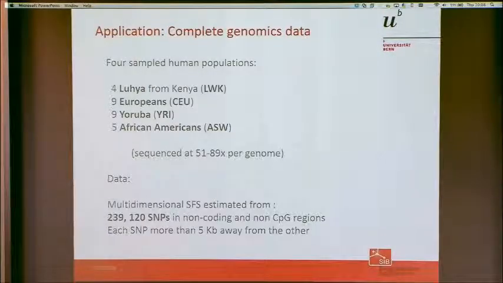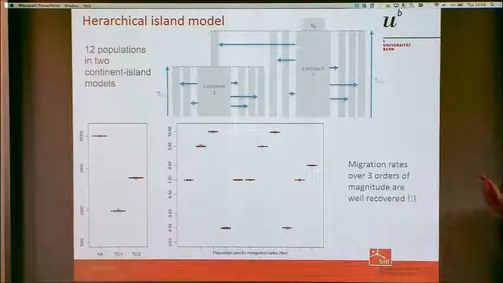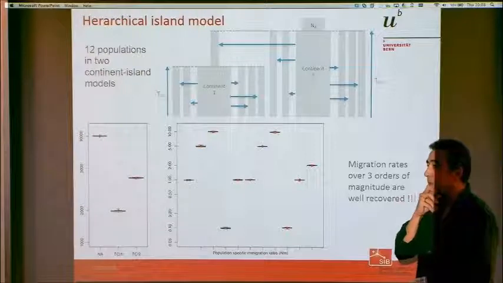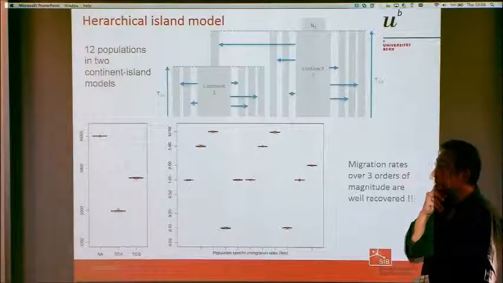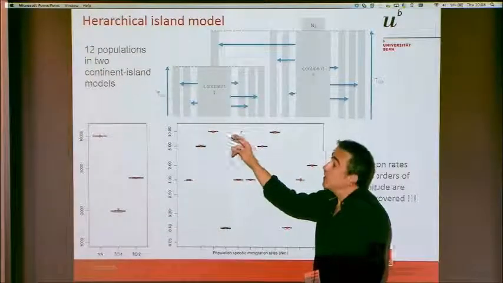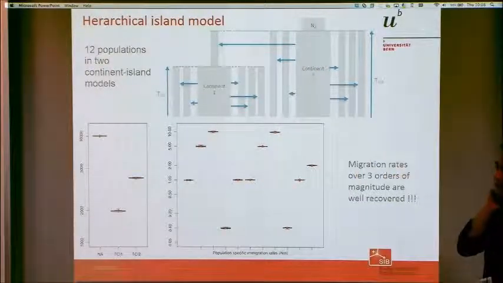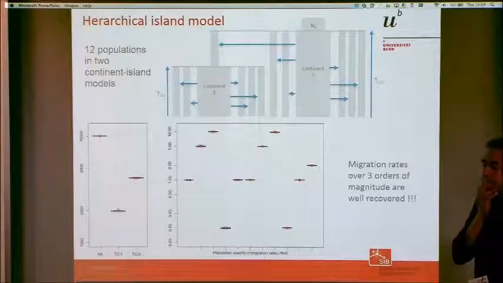So what amount of data are you simulating? The data in this case? Yeah, how much data? It's 20 megabase. It's assumed to be 20 megabase of data. And we have 10 diploid individuals per population, so that would be this kind of range.